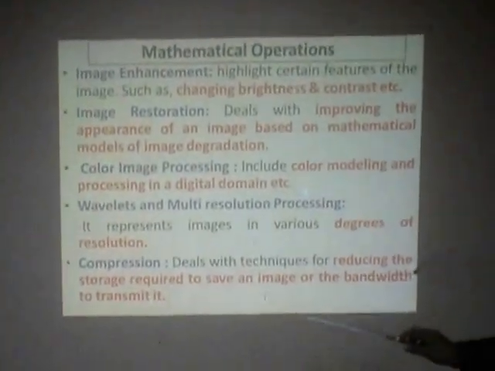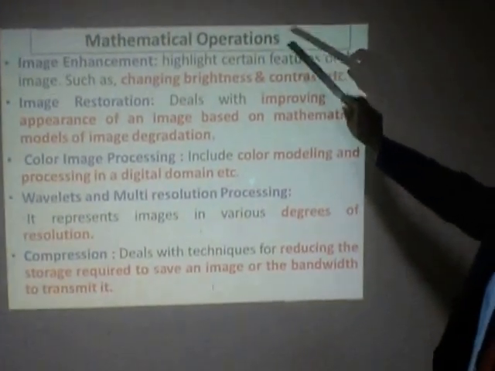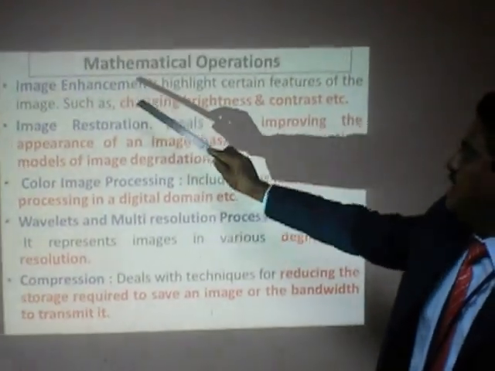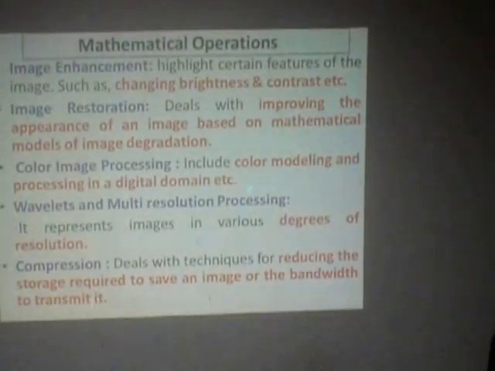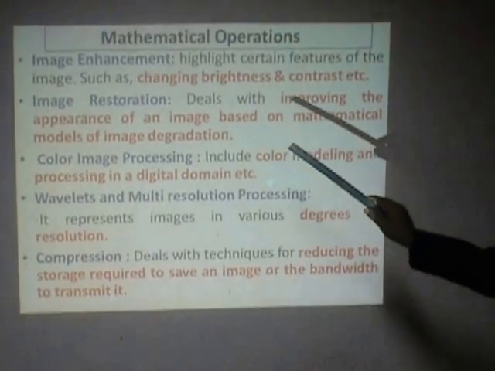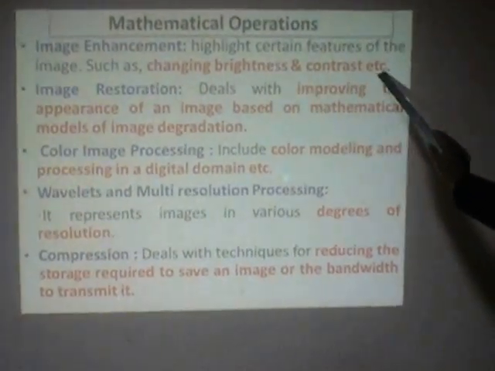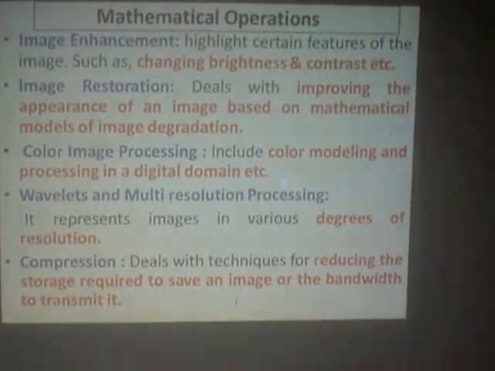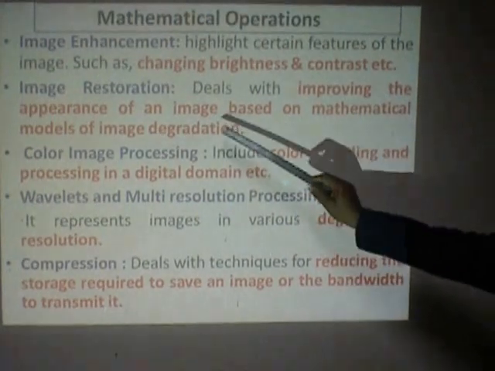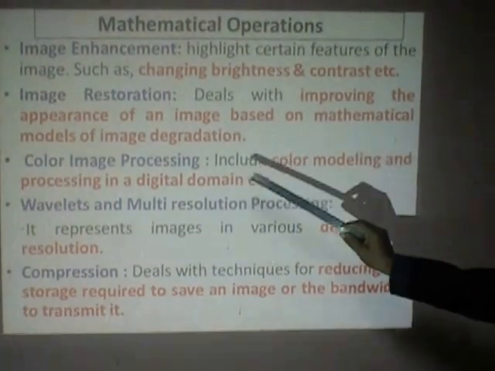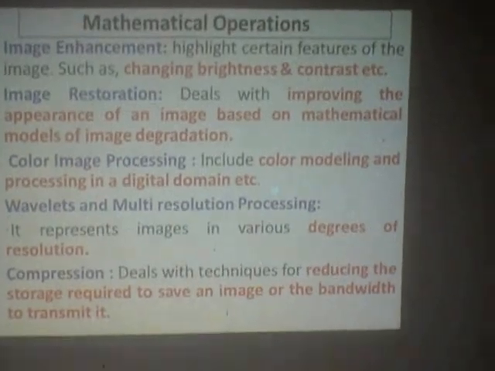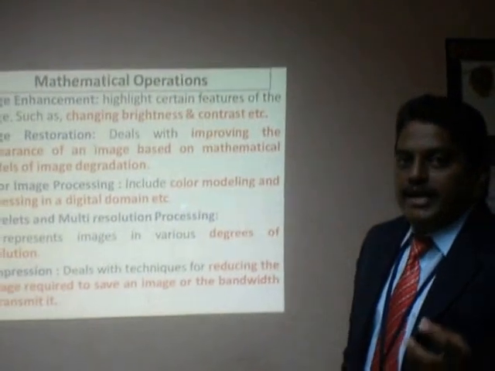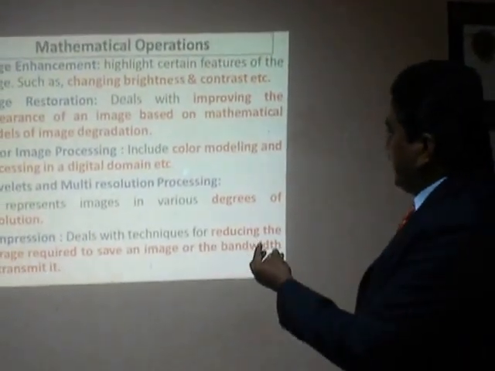Now, we will move into the mathematical operations related to image processing. First, let us look at image enhancement. It highlights certain features of the image, such as changing brightness or contrast, etc. The next one is image restoration. It deals with improving the appearance of an image based on mathematical models of image degradation. The next one is color image processing. It includes color modeling and processing in the digital domain.